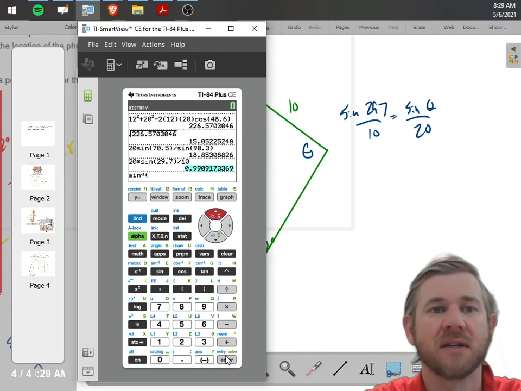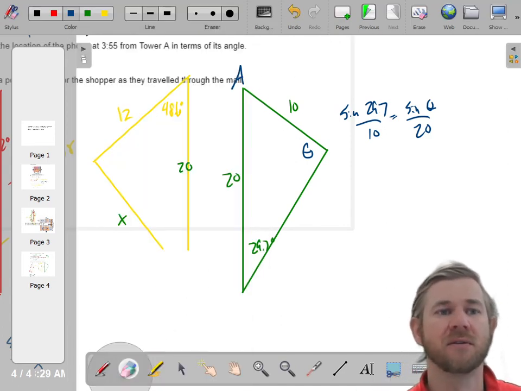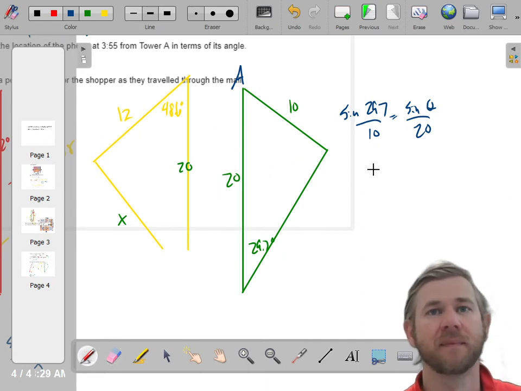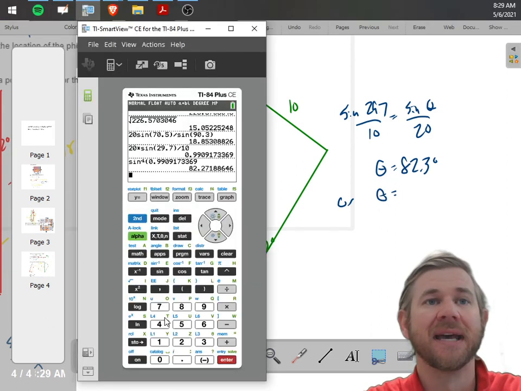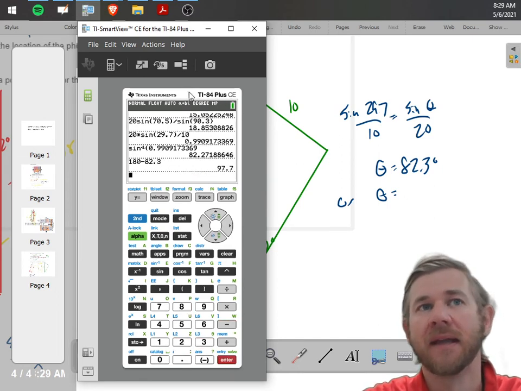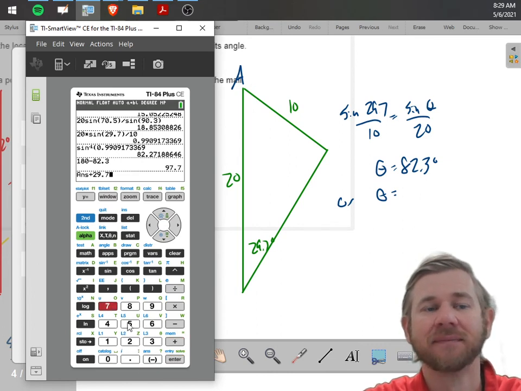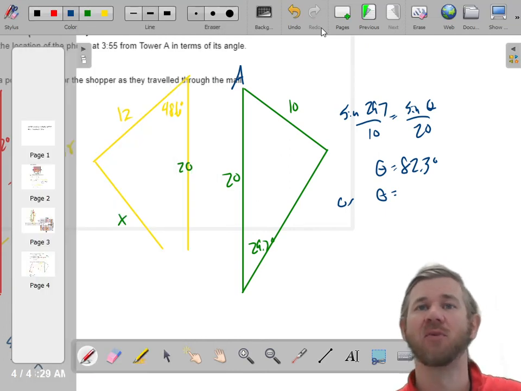This is pretty close to 90, huh? 82.3. So this angle is 82.3. Well, maybe. Theta is 82.3, or it could be its supplement. Because this is the ambiguous case, we have to check to see if it's possible for it to be its supplement. 97.7. If you add 29.7 in there, you have enough room for a third angle. So it could also be 97.7.